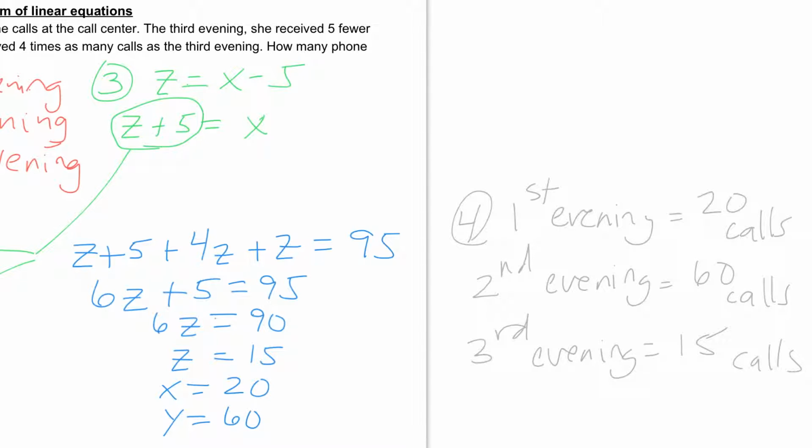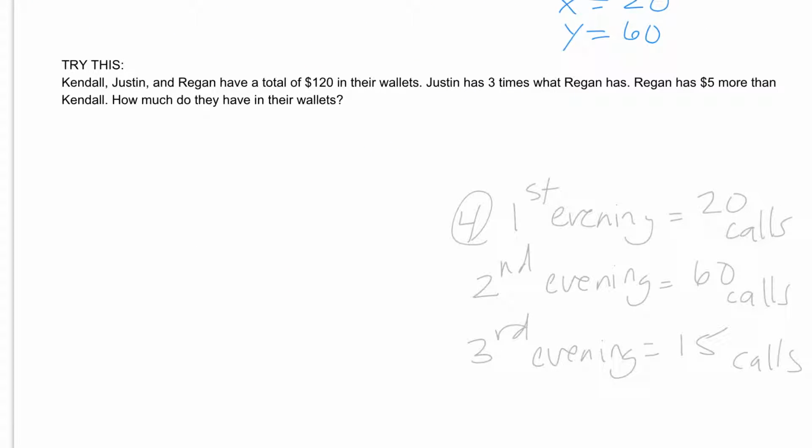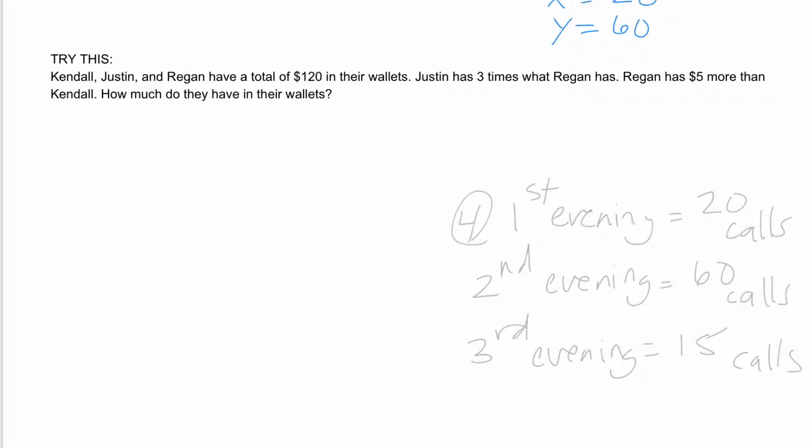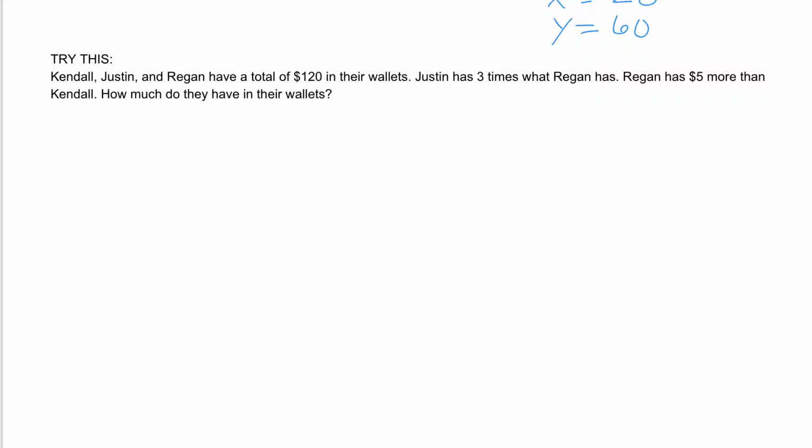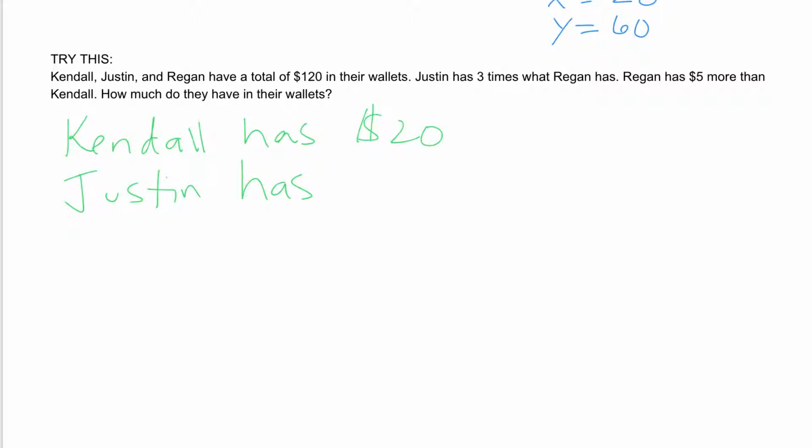Now I would like you to do the try this, so you can go ahead and pause this and unpause it when you are ready to check your answer. If you did the try this correctly, you should get that Kendall has $20, Justin has $75, and Reagan has $25. If you have questions on this, please raise your hand so I can come around and help you.